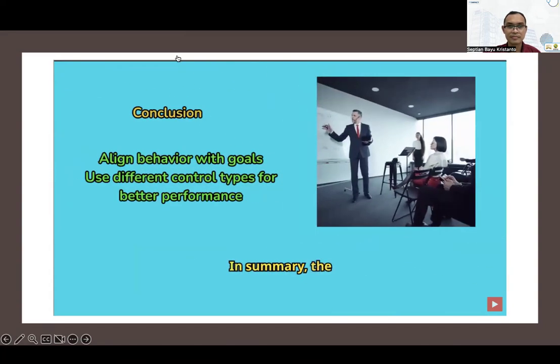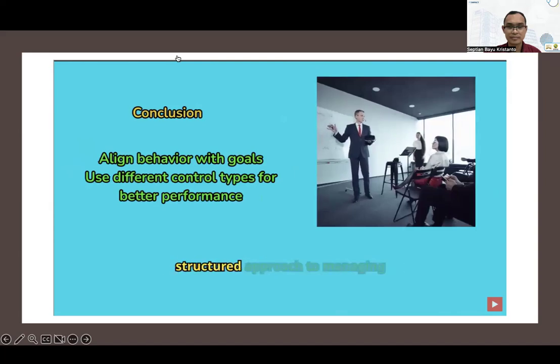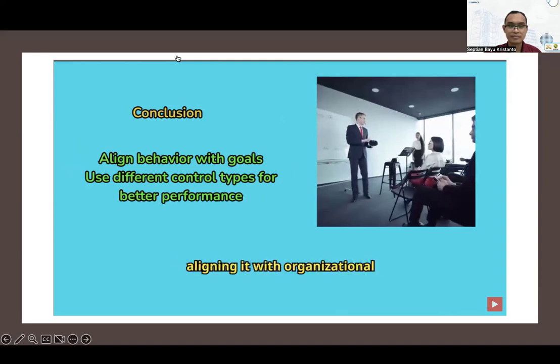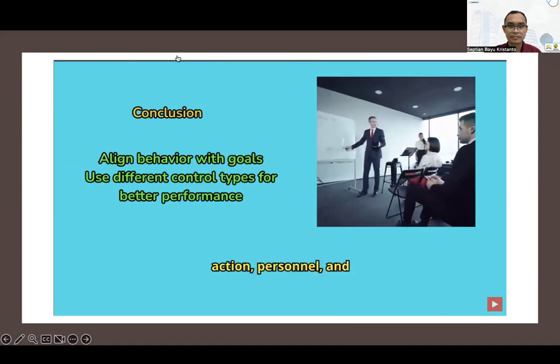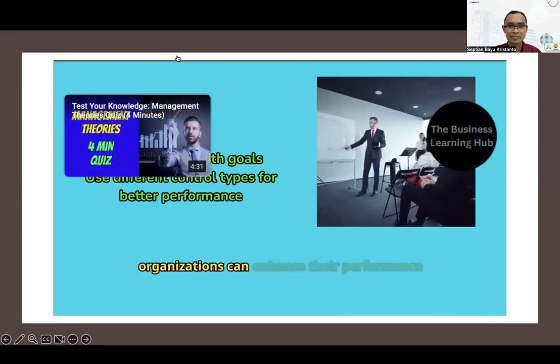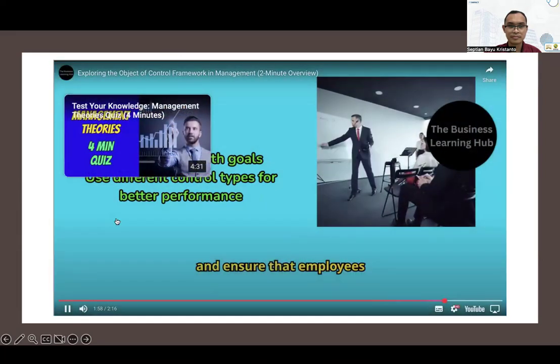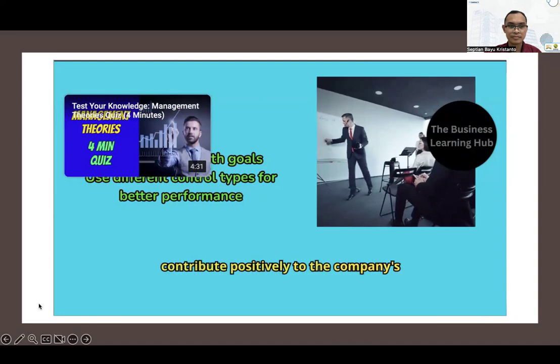In summary, the Object of Control framework provides a structured approach to managing employee behavior and aligning it with organizational goals. By effectively implementing results, action, personnel, and cultural controls, organizations can enhance their performance and ensure that employees contribute positively to the company's success.